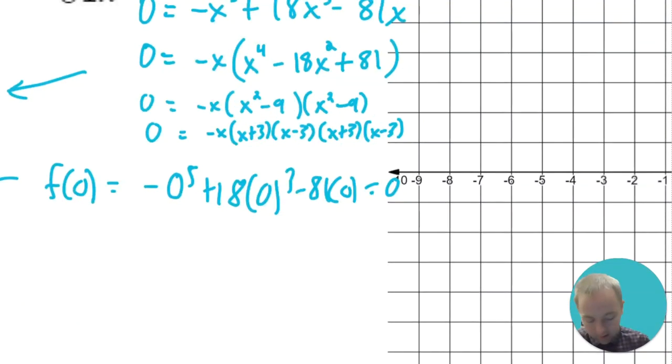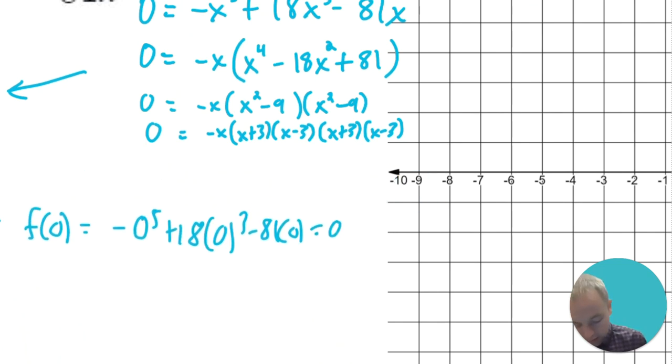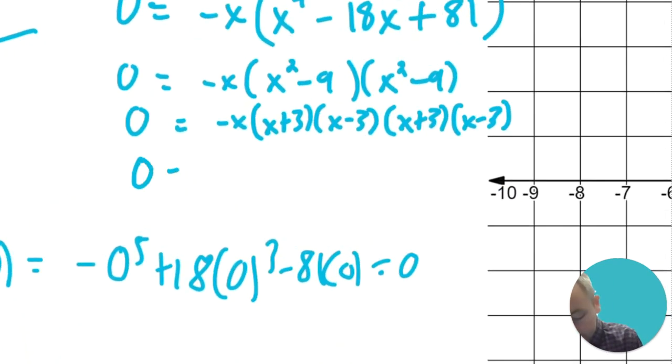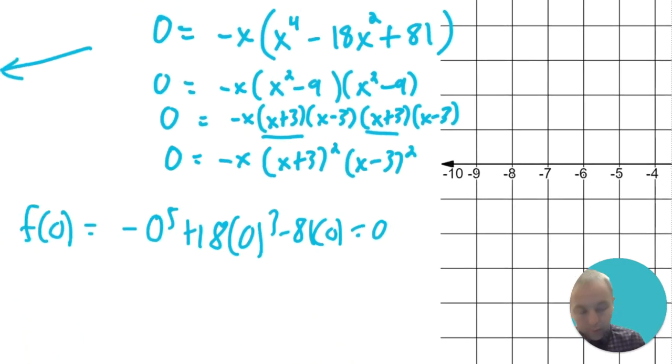Okay, so we get that. I'm just going to move this down a little bit so it's out of the way. Now, you could rewrite that, because you got x plus 3 twice, as x plus 3 squared, and then also x minus 3 squared, right? So it should be pretty easy to find what the x-intercepts are then, right?